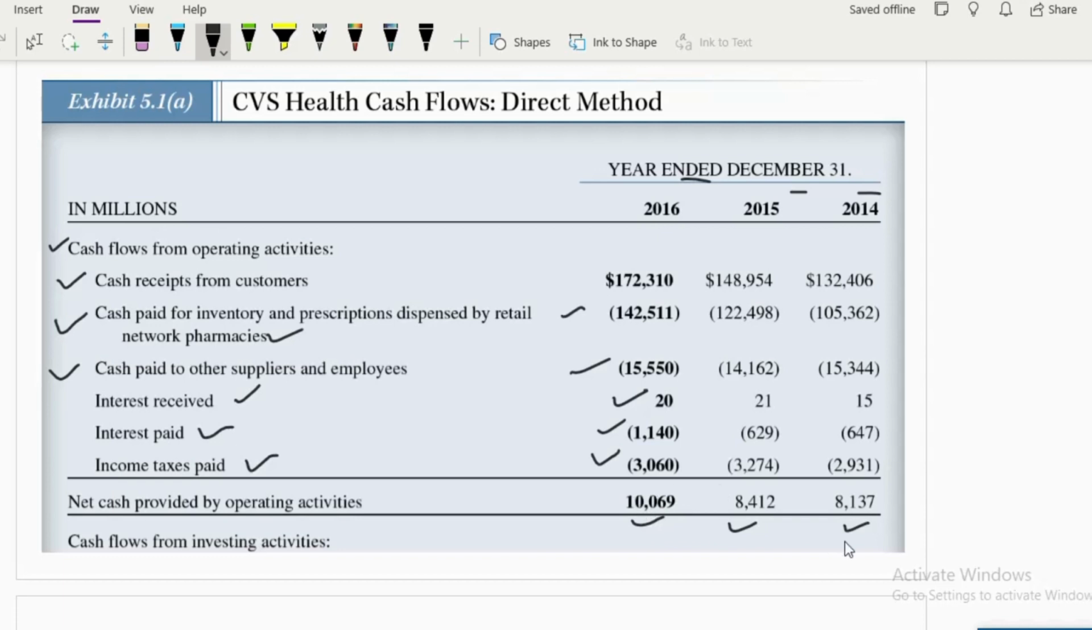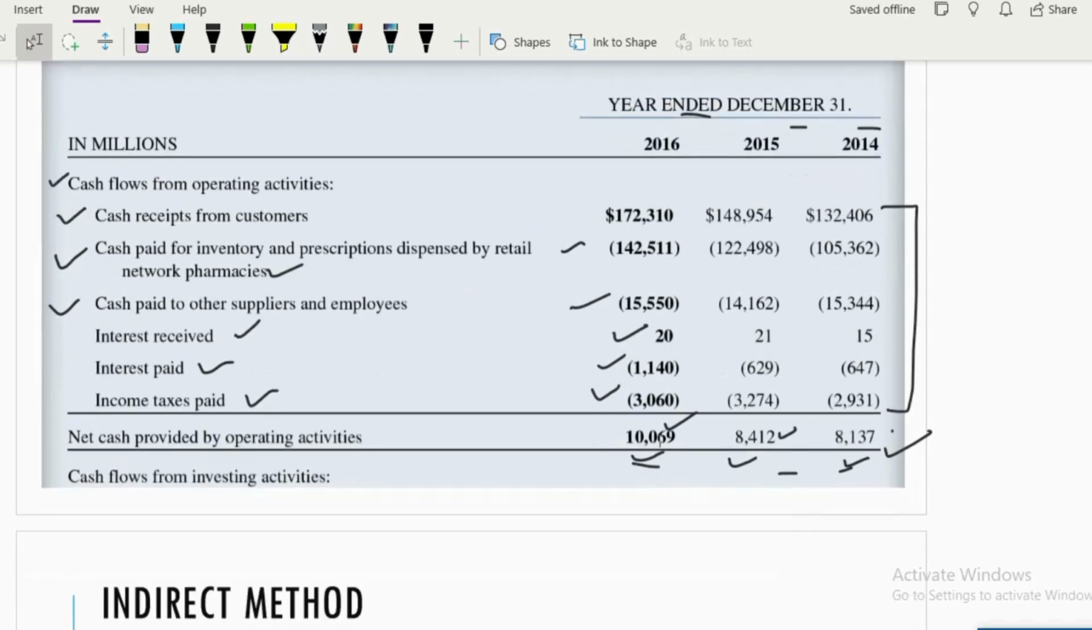Let's analyze it. If you see over here, this company is able to produce cash inflow, or you can say their operating activities have provided cash flow to the company, so their operating activities are in a healthy position, and it's improving every year. Can you see, initially it was 8,137, then it increased to 8,412, then it increased to 10,069. So it's a good indication that this company is generating a good amount of cash from its operating activities. So this is how the direct method cash flow statement looks.